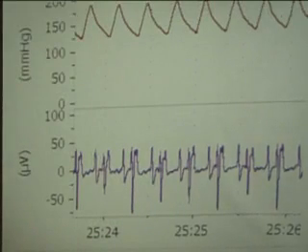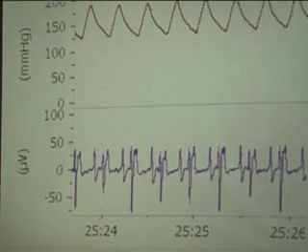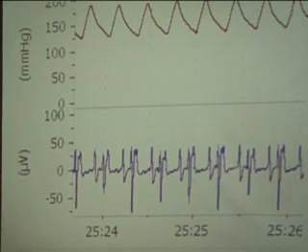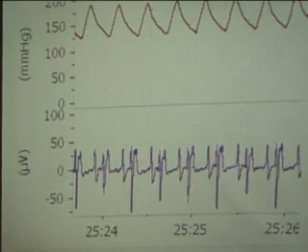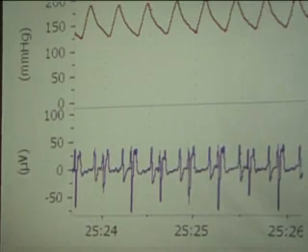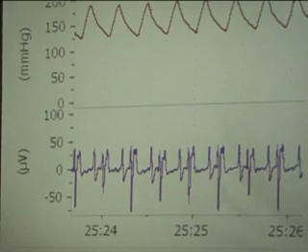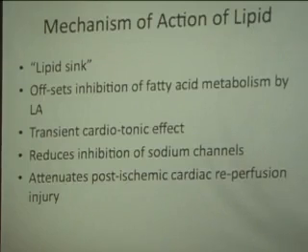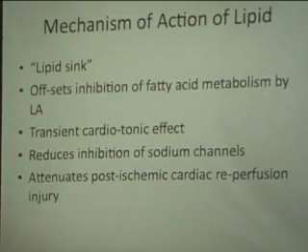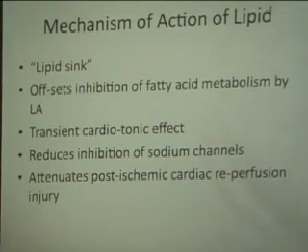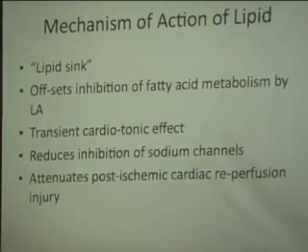This was recorded in an anesthetized animal model, but this is basically the scenario that you'll be facing when you have local anesthetic toxicity in your patients. The mechanism of action of how the lipids actually work is that it acts as a lipid sink, whereby it grabs on to all the local anesthetic molecules and pulls them away from the target sites where they cause toxicity.